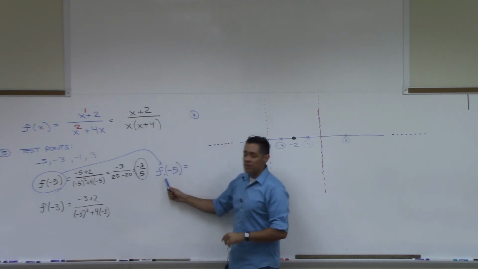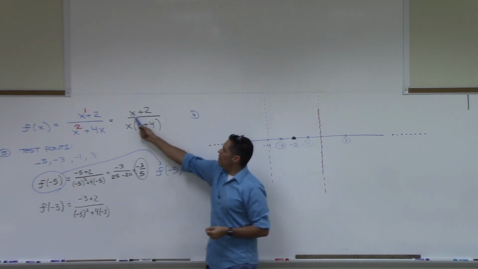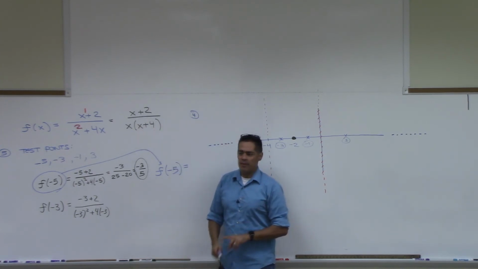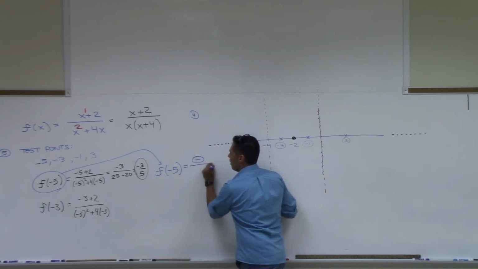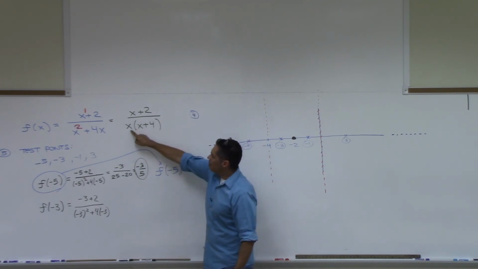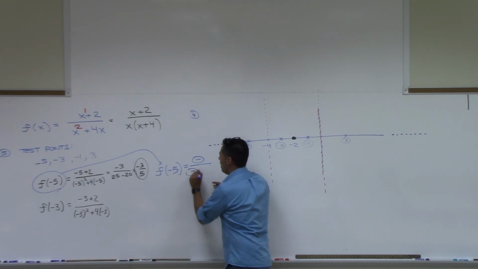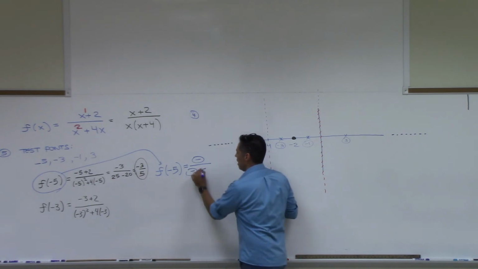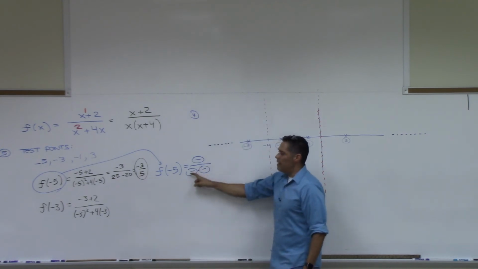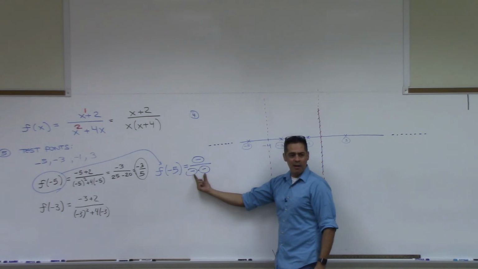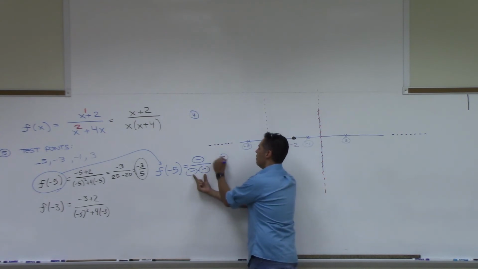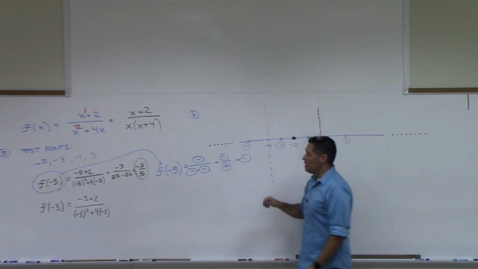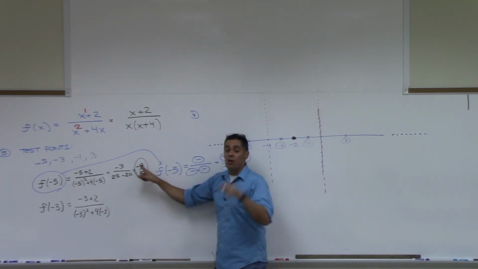So imagine if I plug negative 5 in. Negative 5 plus 2, is that a positive or negative number? Negative. So the numerator is negative. Now, negative 5 goes here, so that's a negative number. Times, now what's negative 5 plus 4? Negative, so that's a negative number. So you have a negative divided by a negative times a negative. What are 2 negatives multiplied? Positive. So this is a negative over a positive. What's a negative over a positive? Negative.